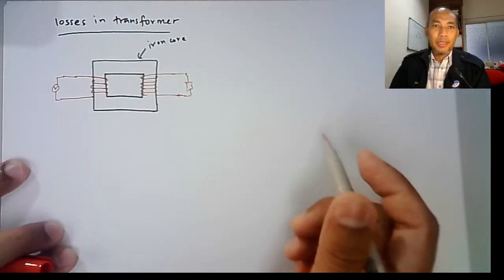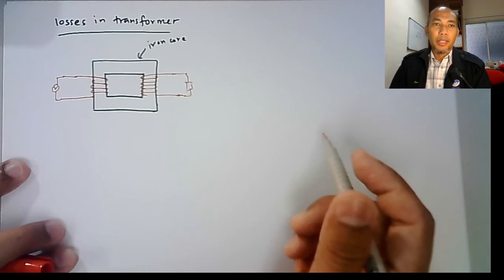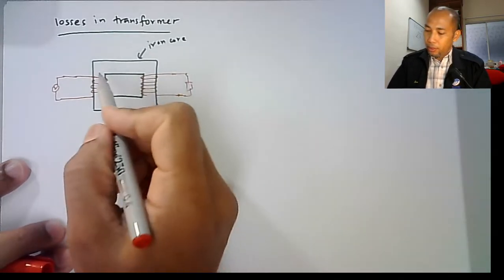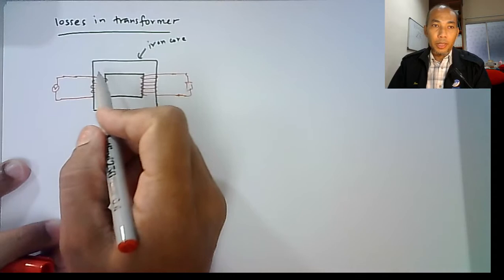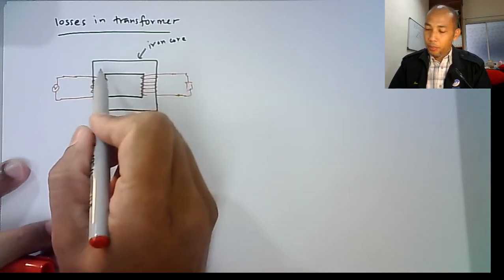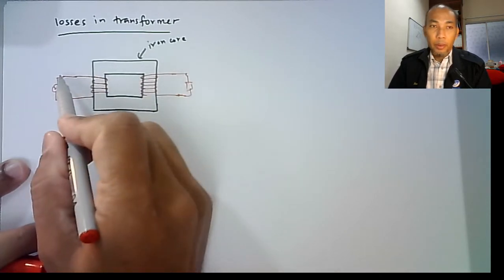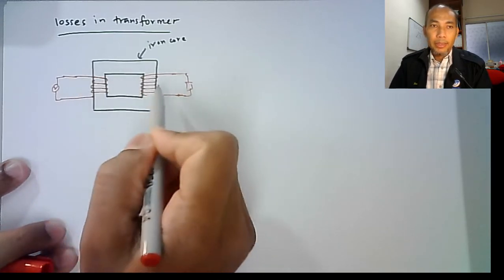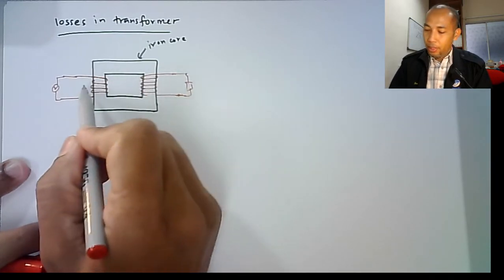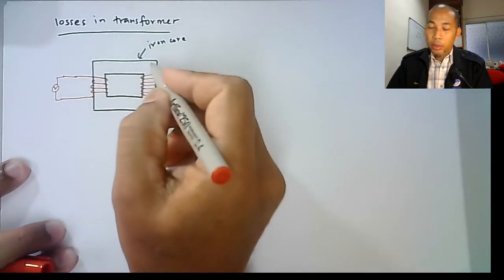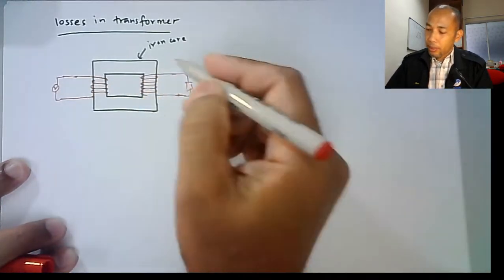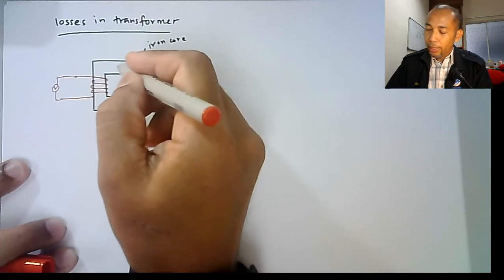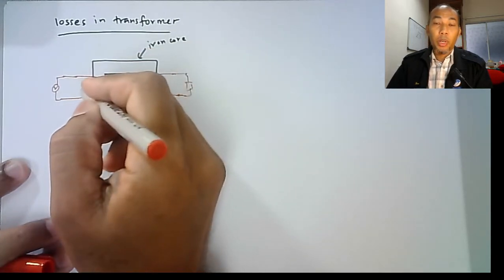Hello guys, so in this video we will learn about losses in a transformer. This figure shows the construction of a transformer. It consists of an iron core and winding. So we have primary winding and secondary winding. Definitely this core and also this winding will contribute to losses.